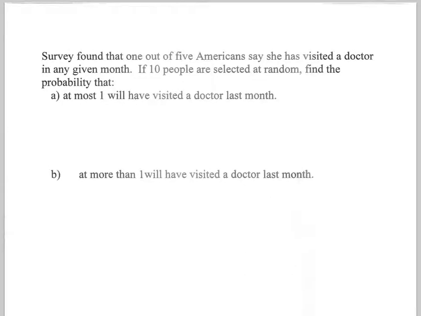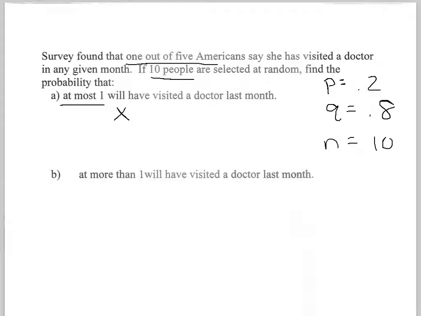Let's go to a different situation. In this problem, we're still talking about the 10 people. We're still talking about 1 out of 5. So my probability of success is still 0.2. My probability of failure is still 0.8. And my N is still 10. Same as the last problem. But now we're going at most 1. So my X value is going to be less than or equal to 1. Or I can say it as X is 0 or 1.